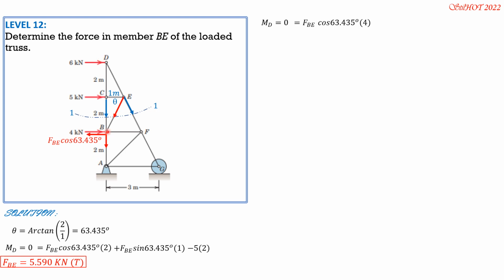Take note that 4 is not included. It is below section 1-1. We only consider 1-1. We just apply the principle of transmissibility of a force, although this is transferred to B, but remember, I just applied the principle of transmissibility of a force. So minus 5 times 2, then FBE is equal to 10 divided by quantity 4 cosine 63.435, so we get the same answer, 5.590 kilonewtons.